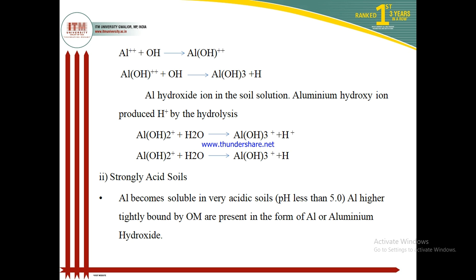So the next is strongly acid soil. Aluminum becomes very soluble in very acidic soils where pH is less than 5, and at higher pH it is tightly bound by organic matter and present in the form of aluminum or aluminum hydroxide.